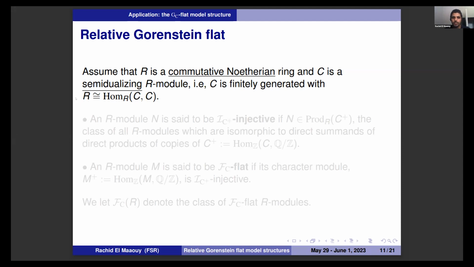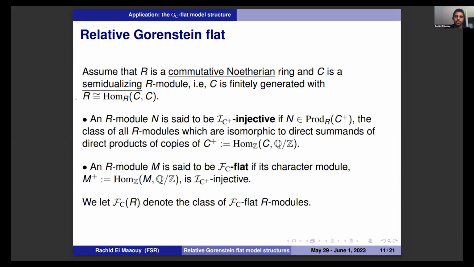Before talking about the main concept, we recall two other concepts that we will need next. A module N is called C-plus injective if it is isomorphic to a direct summand of a direct product of copies of the character module C plus, or we can simply say it is a relative injective. The second notion is relative flat. A module M is called C-flat, or simply relative flat, if its character module M plus is relative injective. During this talk, we use the notation F_C(R) to denote the class of relative flat R modules.